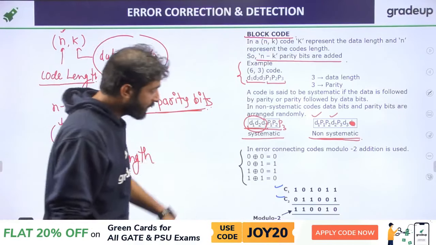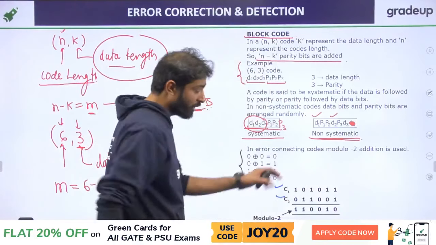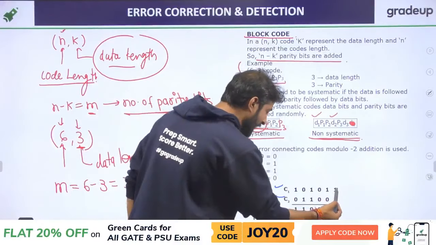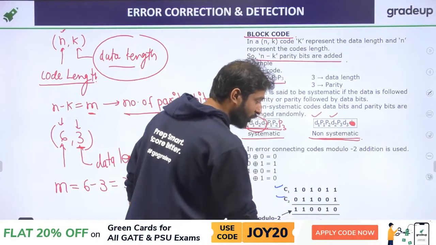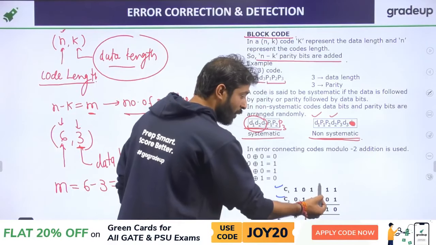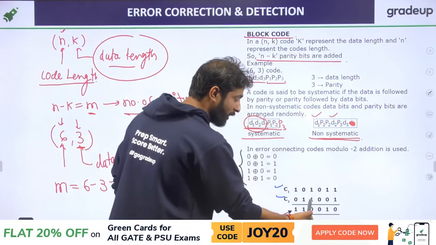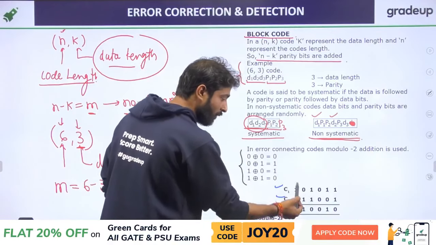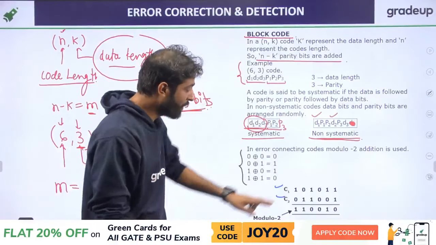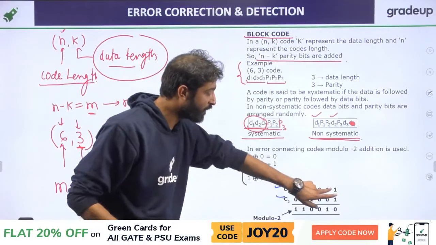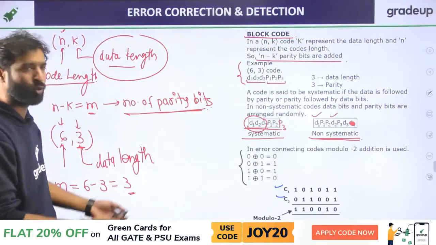Now, in error correction, if we are finding the modulo 2 addition between these two codes, then 1 XOR 1 gives 0. 1 XOR 0 is 1. 0 XOR 0 is 0. 1 XOR 1 is 0. 0 XOR 1 is 1. 1 XOR 0 is 1. So if the bits are different, the answer will be 1. If the bits are the same, the answer will be 0. That is called modulo addition.